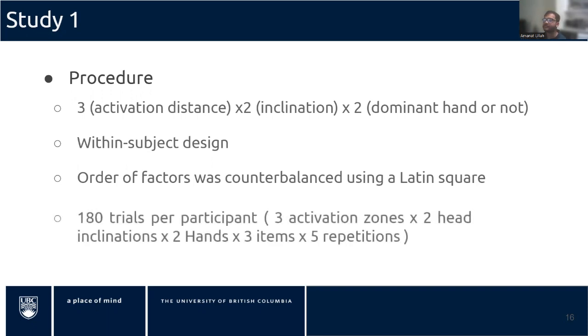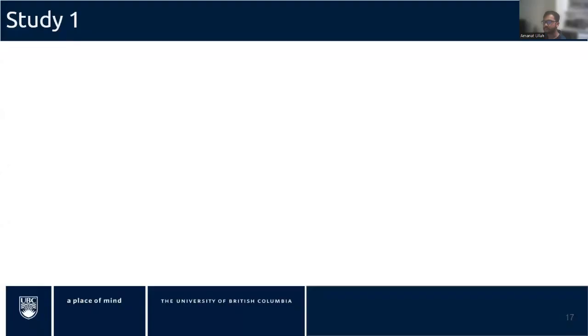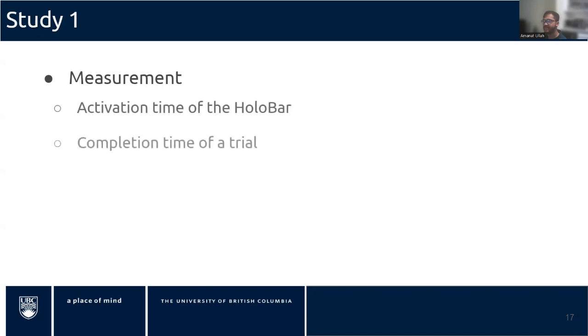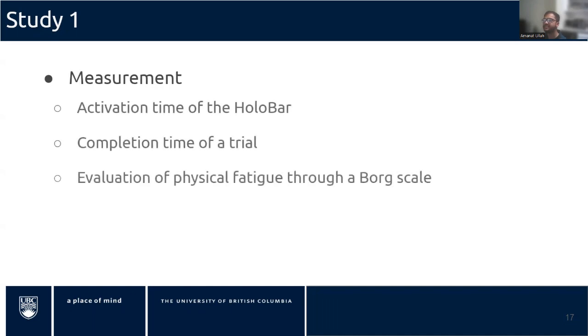And then, based on the conditions, there were 180 trials per participant, and each participant took 25 to 35 minutes to perform study one. So the dependent variables were the activation time of the holobar, the completion time of the entire trial, and also the evaluation of the fatigue from the users.